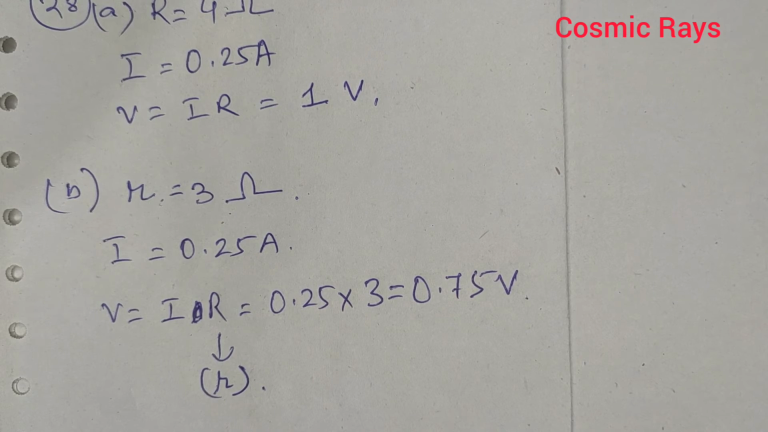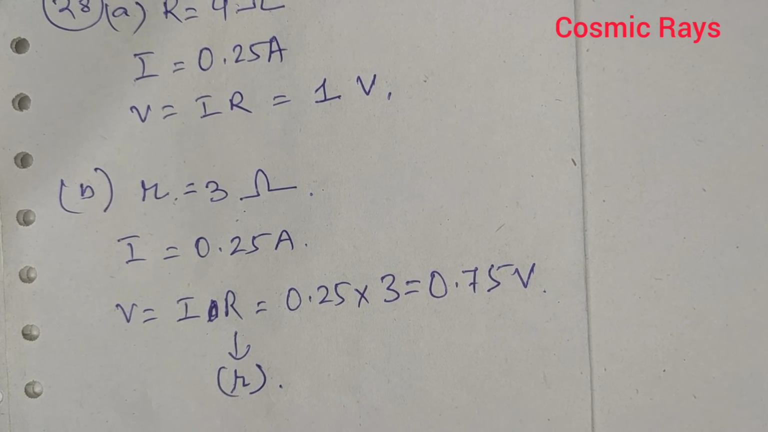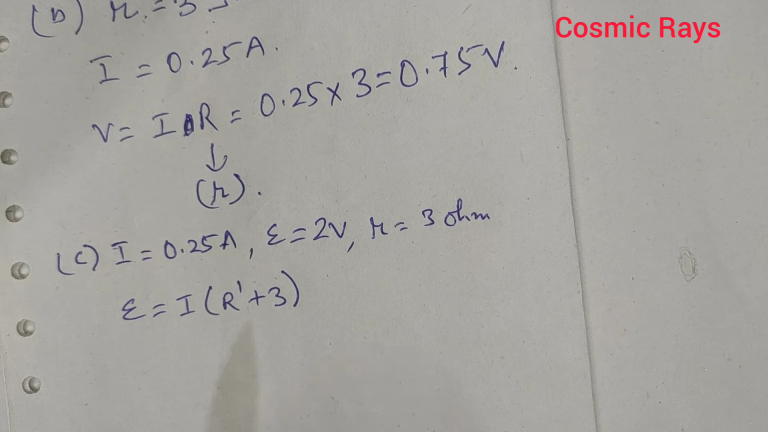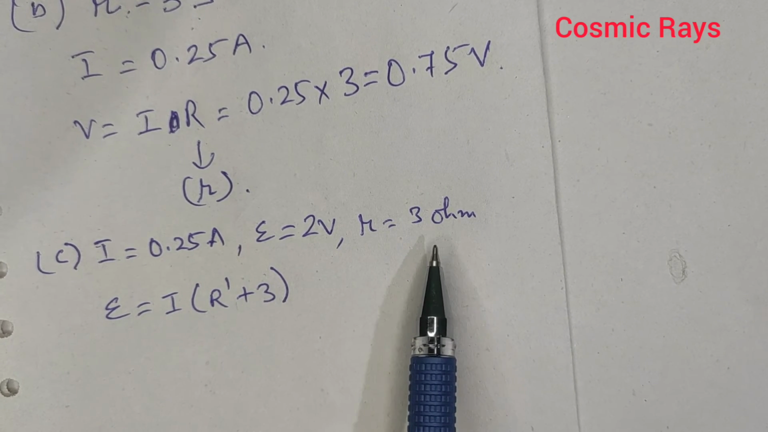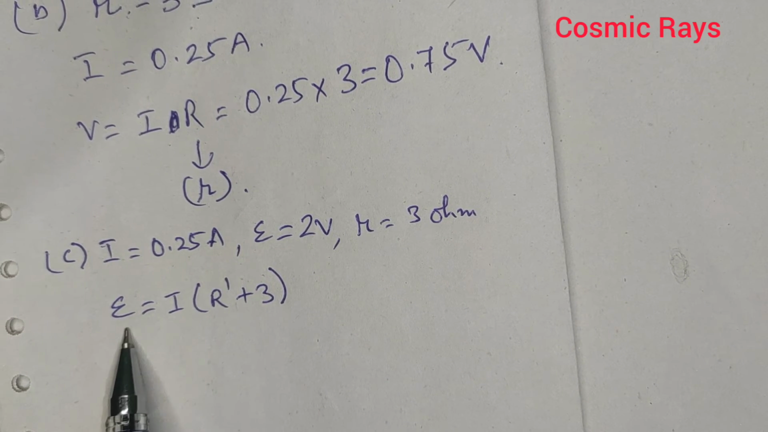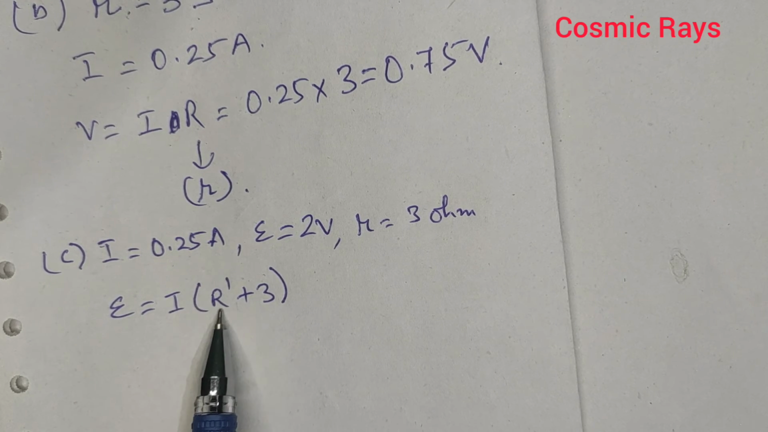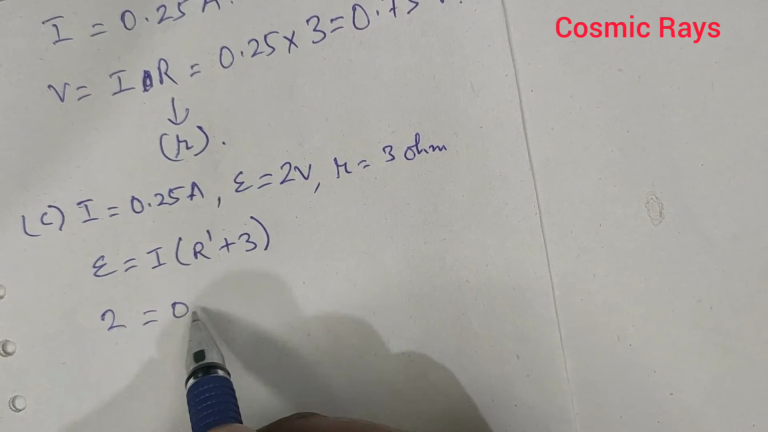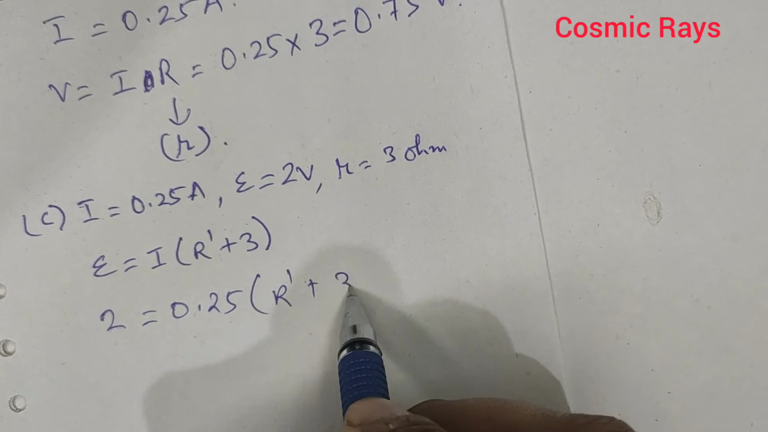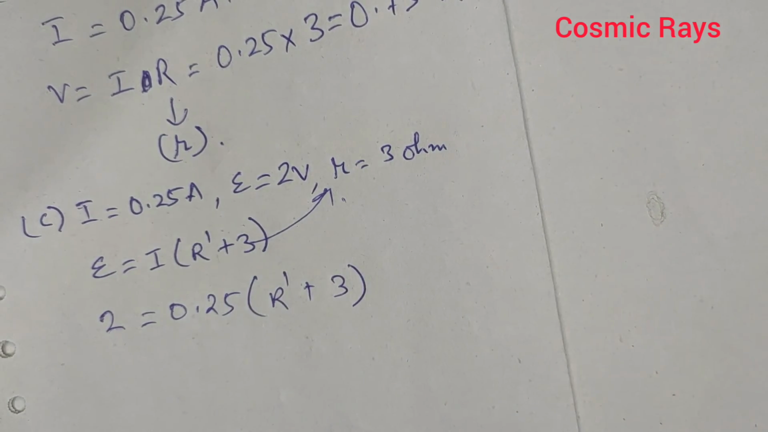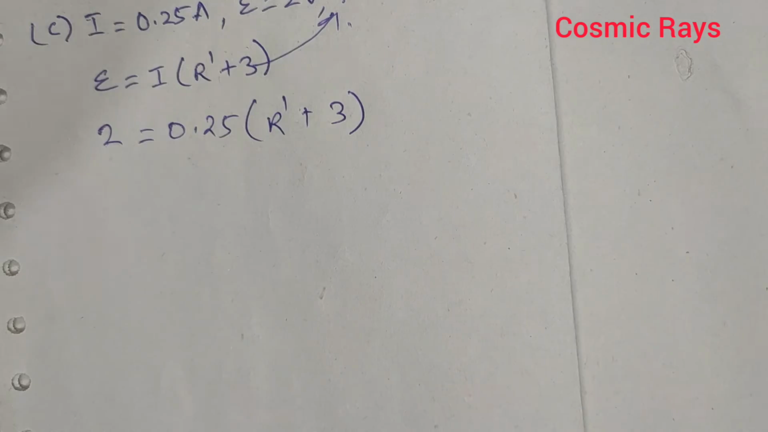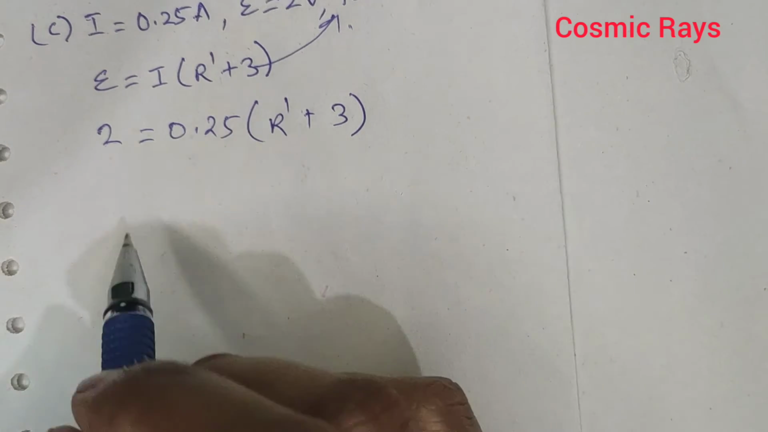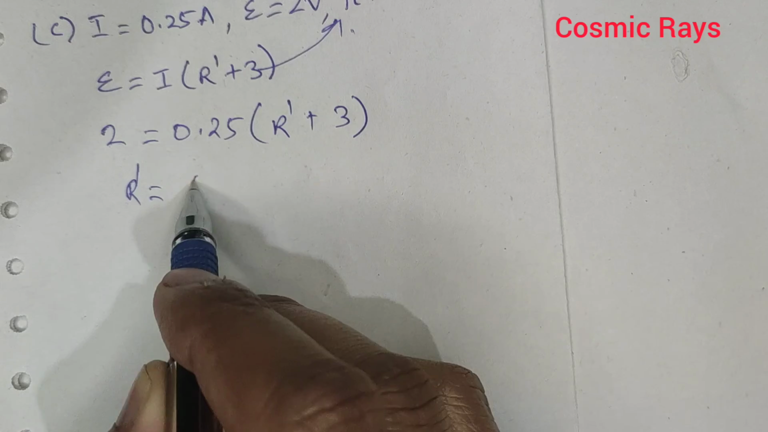The third part of the question says we have to calculate the potential difference across R ohm and 2. So I'll just write the formula. So here we have written the given things. I is equal to 0.25 ampere, EMF is 2 volt and internal resistance is 3 ohms. So using this formula, EMF is equal to I into R prime plus 3. Now EMF is 2, current is 0.25, R prime plus the internal resistance, so this is equal to 2. We have just substituted the values. When you calculate, you will find R prime to be equal to 5 ohm.